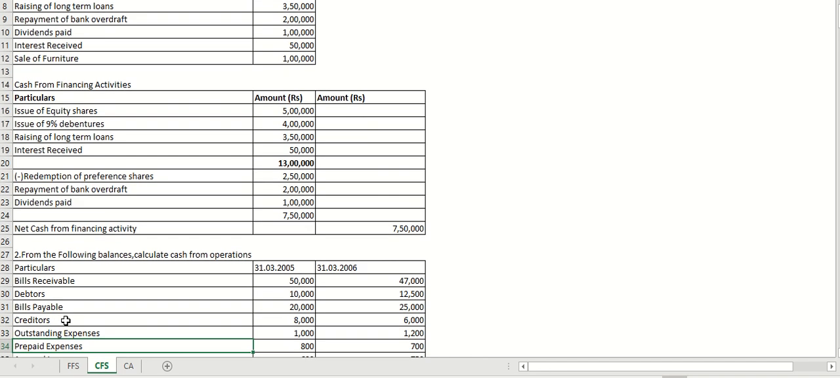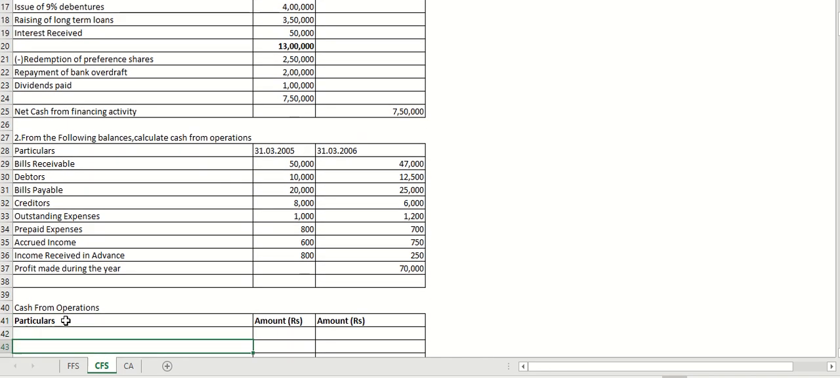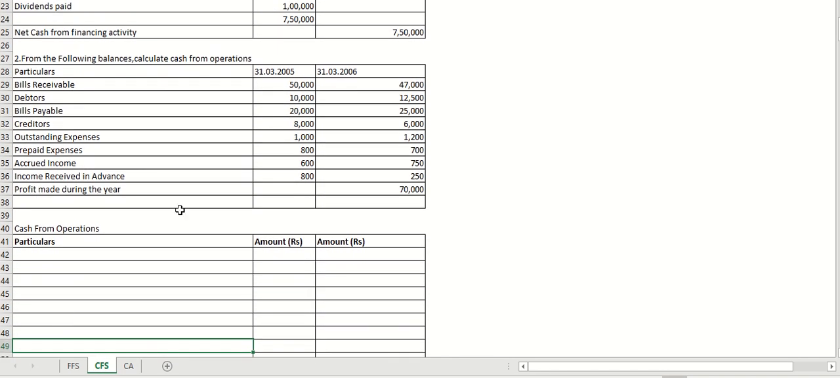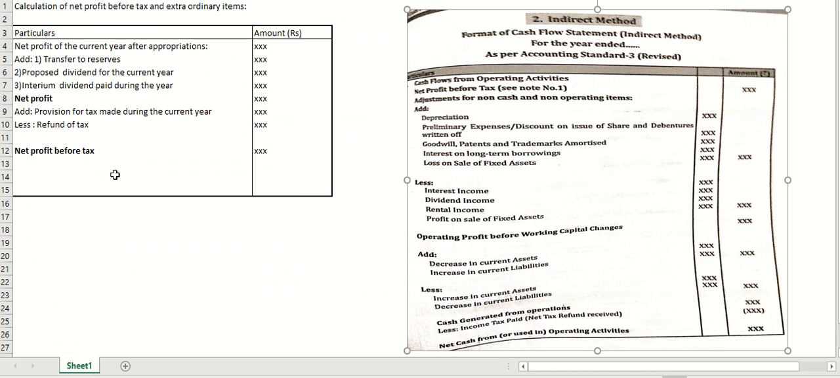So now let us move on to the next question. Our next question: from the following balances, calculate the cash from operations. So how are we supposed to calculate cash from operations? We have a format here which is given. I'm just showing you all the format of how to calculate the cash from operations.